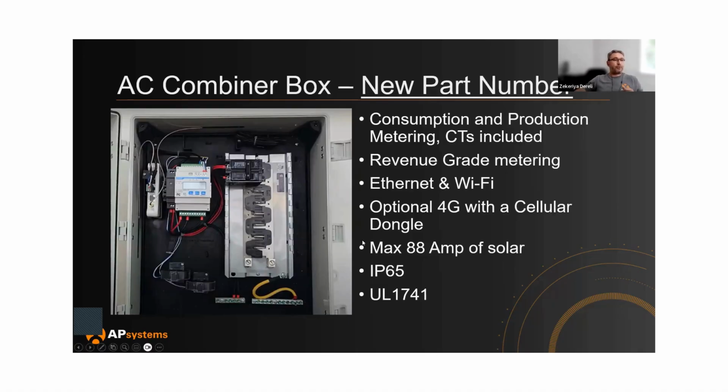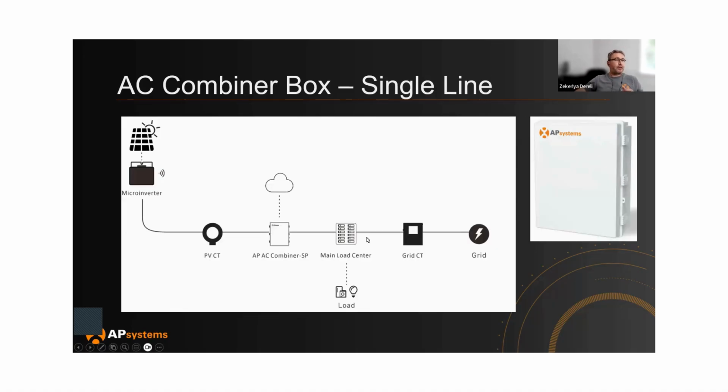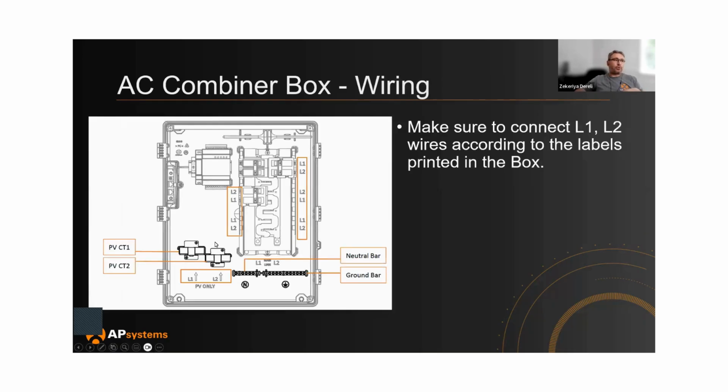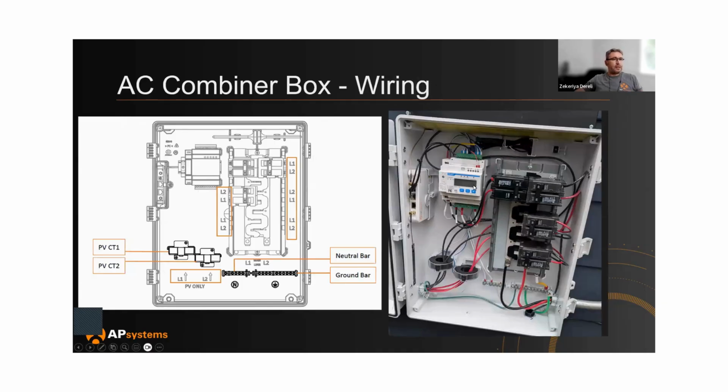IP65 and UL 1741 compliant. Here is just an overall diagram. All the micros go through the CTs and in the AC combiner box, that's how you get the PV production measurement. And grid CTs are installed externally. These CTs are provided, and the PV CTs are already installed. Just wanted to show you the internals again.